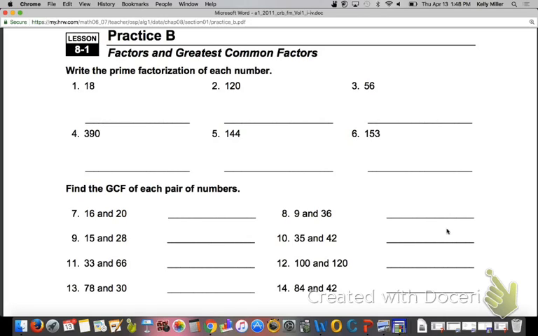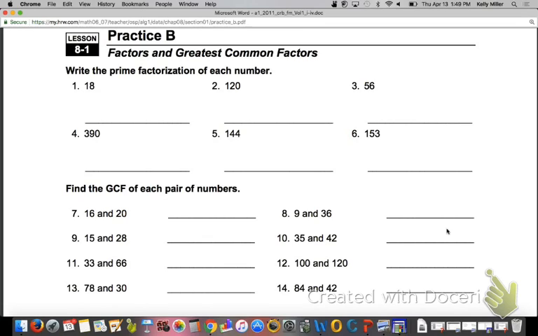Okay, what's the GCF of 16 and 20? I got 4, right? In my brain, what I'm thinking is what's the largest number that divides into both 16 and 20? That's how I think about it, instead of listing it out. 4. What's the largest number that divides into 15 and 28? Largest number that divides into 33 and 66? 11. 33 goes into 66, right?